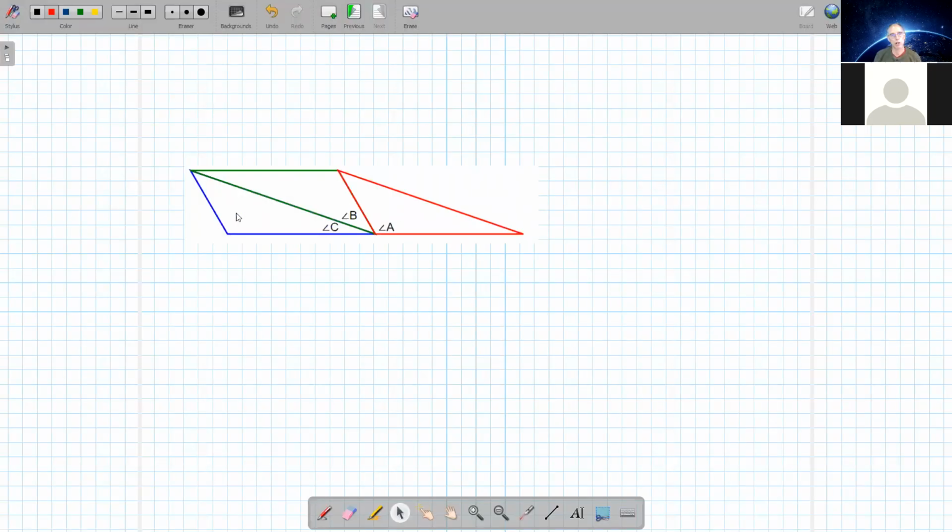So let's see, what do we know right now? Well, we have angle A over here. So that's angle A repeated there. This one right here was a combination of angle B and angle C. Over here, I have angle A again. Over here, I have angle B. And over here, I have my angle C.